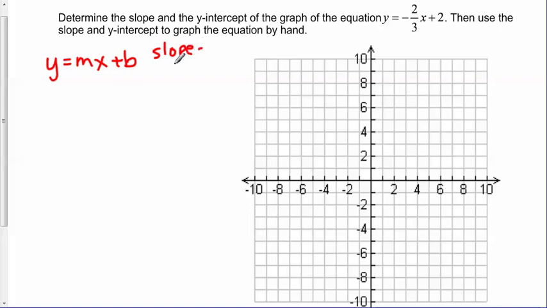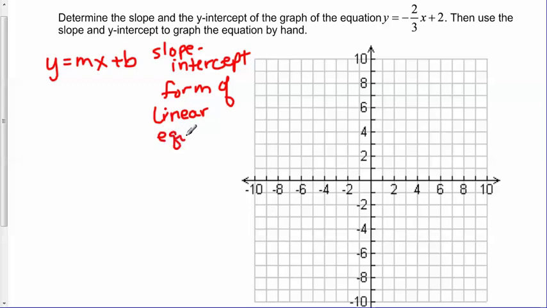This is the slope-intercept form of a linear equation. And we can count on that whenever we see y all by itself, and then on the other side we see the constant and the x term of a linear equation. So from that equation, we're going to be able to tell the slope, and we're going to be able to tell specifically the y-intercept. That's why it's called the slope-intercept form.